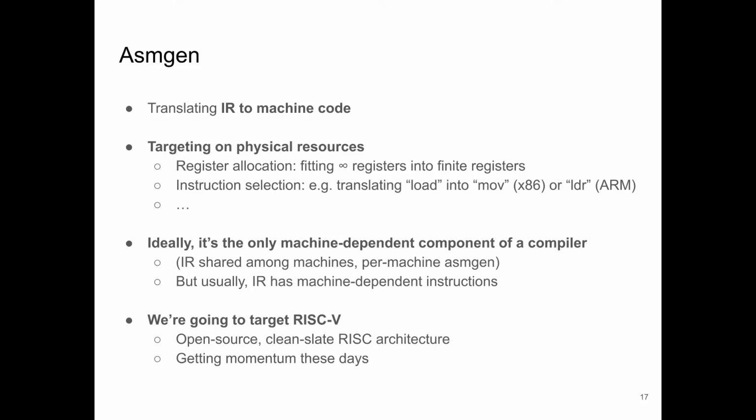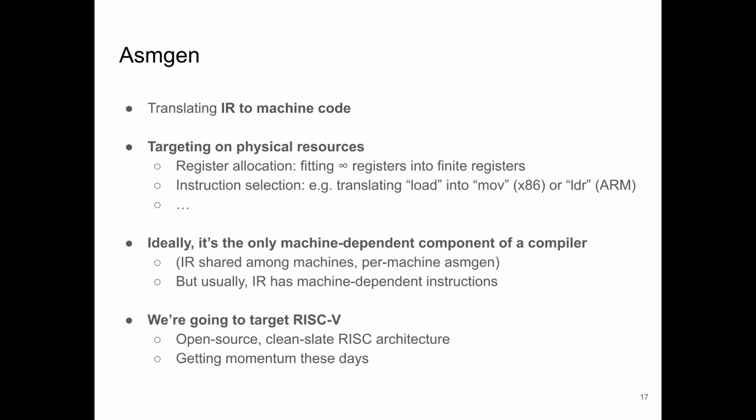Ideally, if you want to implement a compiler that targets multiple architectures, this should be the only machine-dependent part of the compiler. IR can be shared among machines or instruction set architectures, but this ASM gen cannot be shared among multiple architectures because they have different numbers of registers, different instructions, etc.